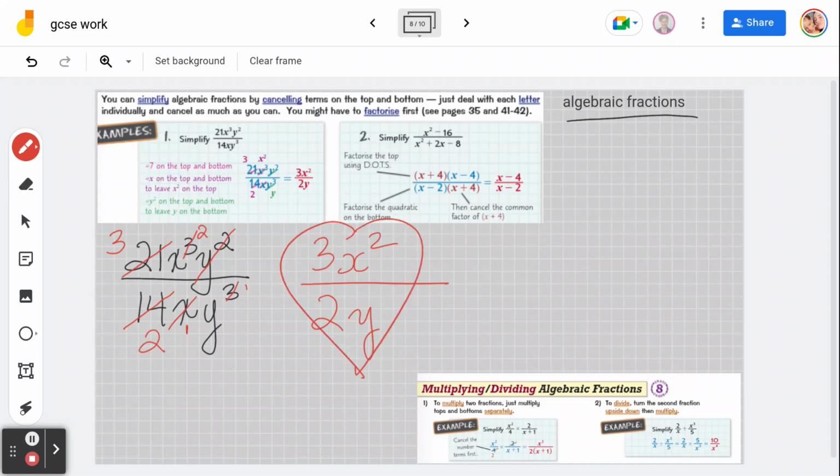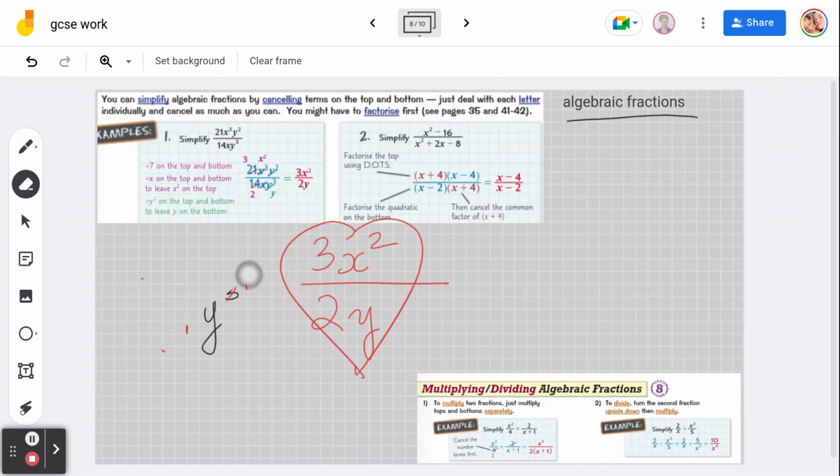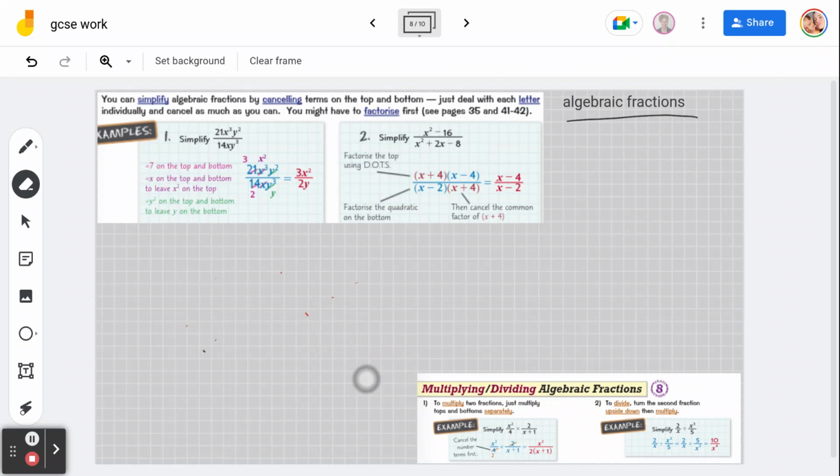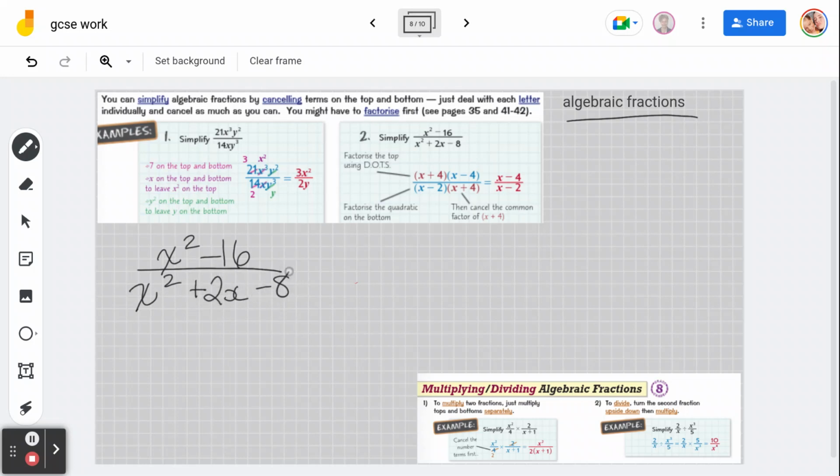That's not too bad, right? We understand this. Oops, let's erase this. Now we'll go to the next one. Next one says simplify. This one involves factorizing. So if you haven't done factorizing yet, go to the factorizing video. It'll make this much easier. Factorizing is when we put it into 2 brackets. Here we go. X squared minus 16 over x squared plus 2x minus 8.